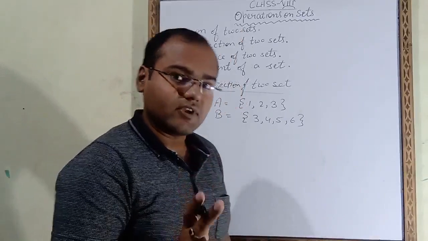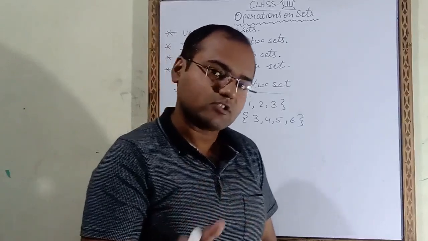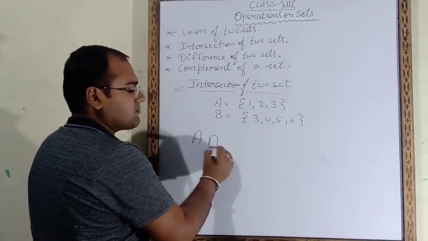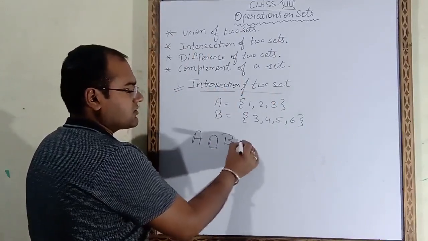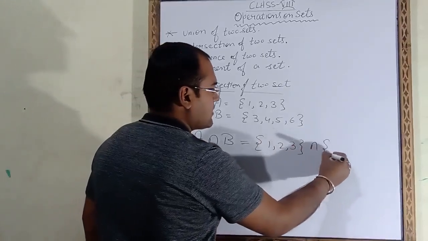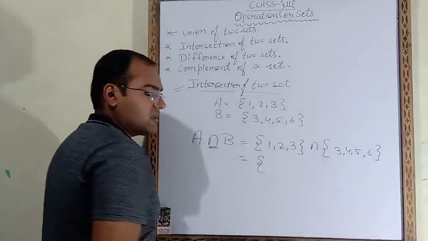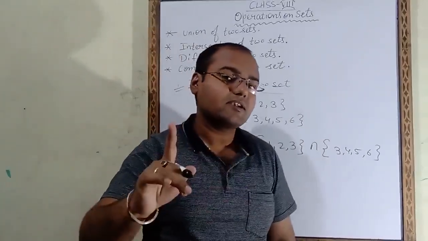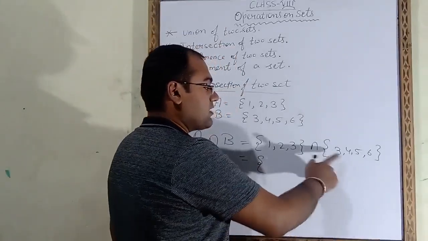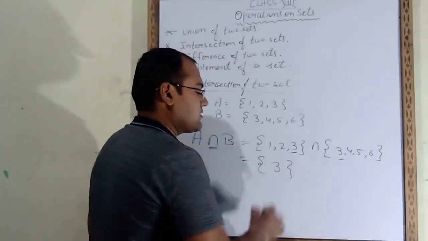The set in which all the elements belong to both the first set and the second set. So how will we represent A intersection B? This symbol we have to use for intersection, ∩. So in A intersection B, the value of A is 1, 2, 3 and the value of B is 3, 4, 5 and 6. So the answer of A intersection B will be that set in which all the elements belong to both A and B. Which element is coming in both A and B? 3 is coming in both A and B. That's why we will write 3 here.